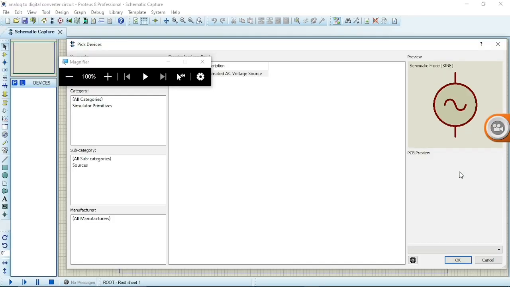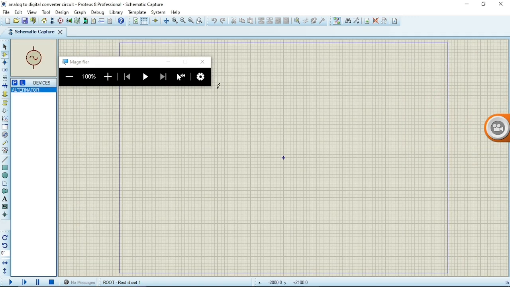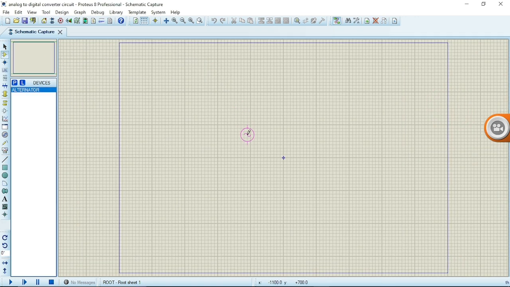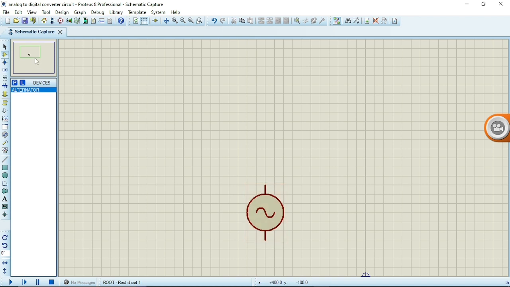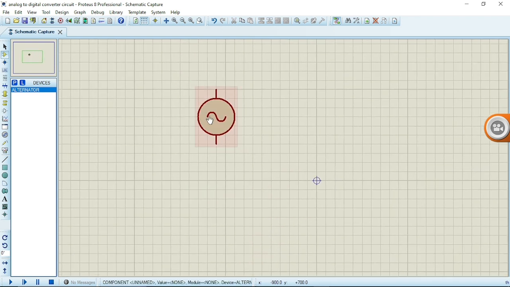So I will choose this right here. Let me enlarge this for you guys to see. This component gives us alternating current. We have to edit these properties, because by default Proteus will give us its own values, but they might not be suitable for what we actually want it for.